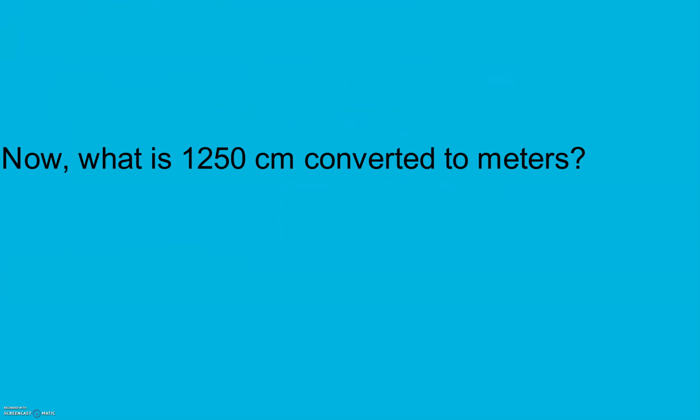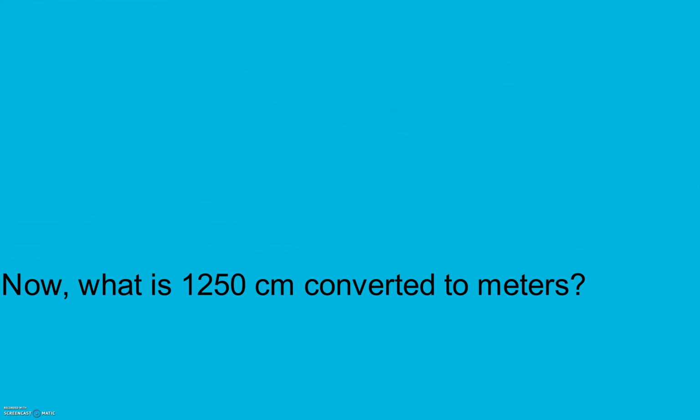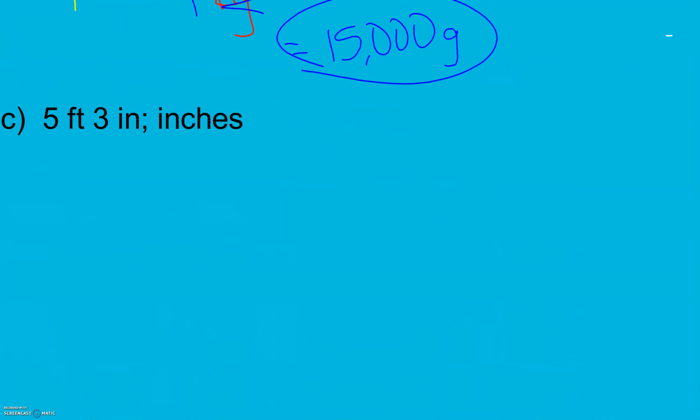For C, I have 5 feet 3 inches, and I'm going to inches. So this 3 inches is already where I need it to be. So I'm going to leave that alone for now. I'm just not going to forget about it, so I'm going to box it in or circle it or something so I know to come back to it. And I'm just going to switch from feet to inches. So 5 feet.